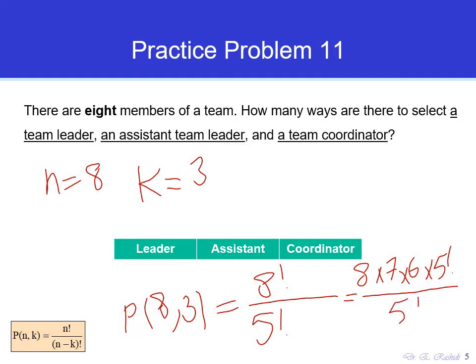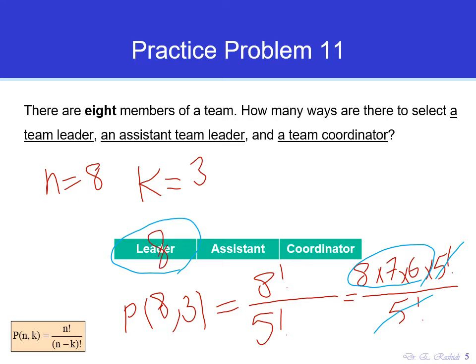So now I can cancel out the 5 factorial in the numerator and denominator. And I would end up with 8 multiplied by 7 multiplied by 6. So the other way that you could look at this is, okay, you want to select a leader here. How many choices do you have? You have 8 different people. So that means that you have 8 options here, 8 choices.